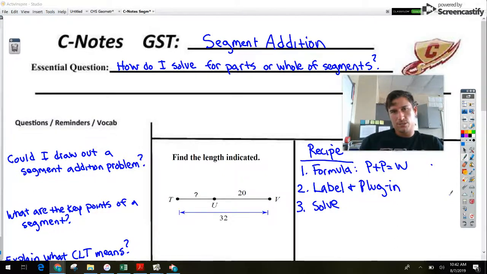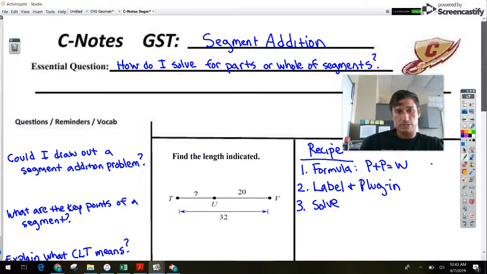Segment addition. You'll notice that angle addition and segment addition both have addition in common, which means that we're going to add. The only big difference is that angle versus segment is going to be our different canvas. The angles are pretty straightforward, but with segment addition, we're going to be playing with segments. So, the essential question: what should I take away from this video? Solving for parts or the whole of the segment. Either finding part of it or the entire segment.